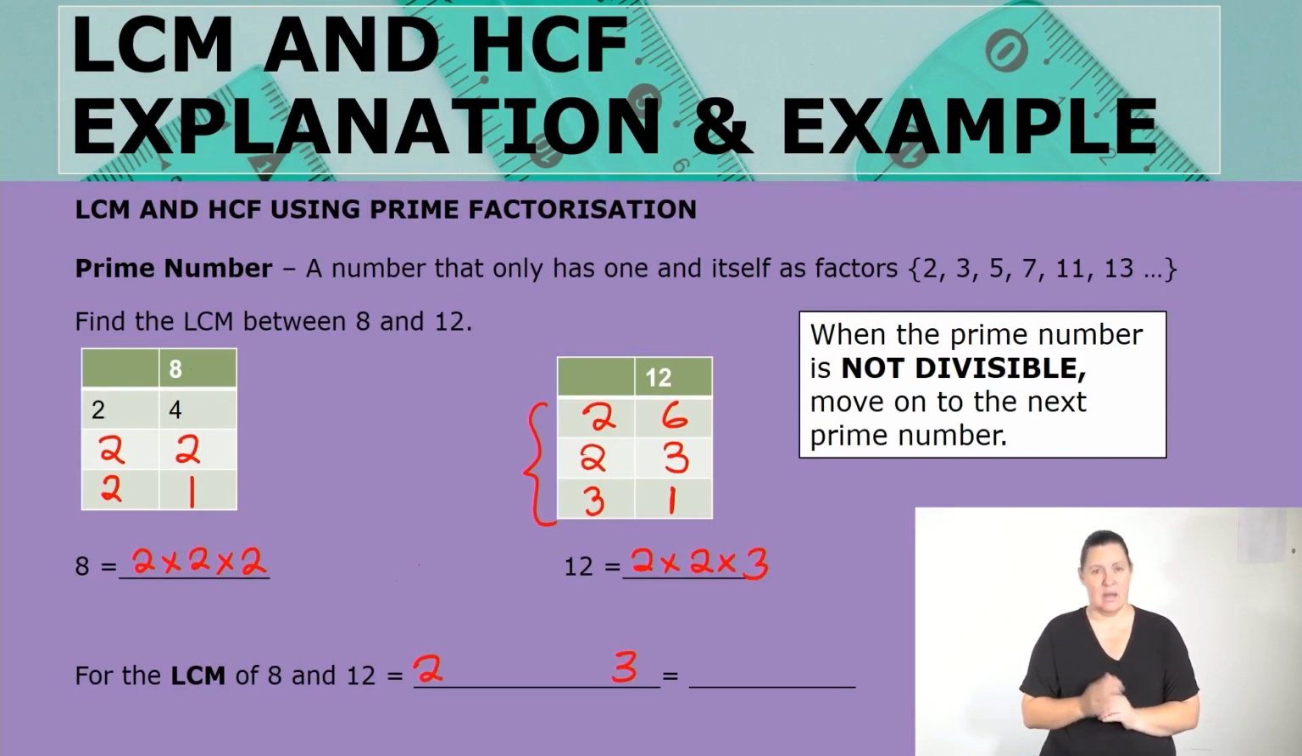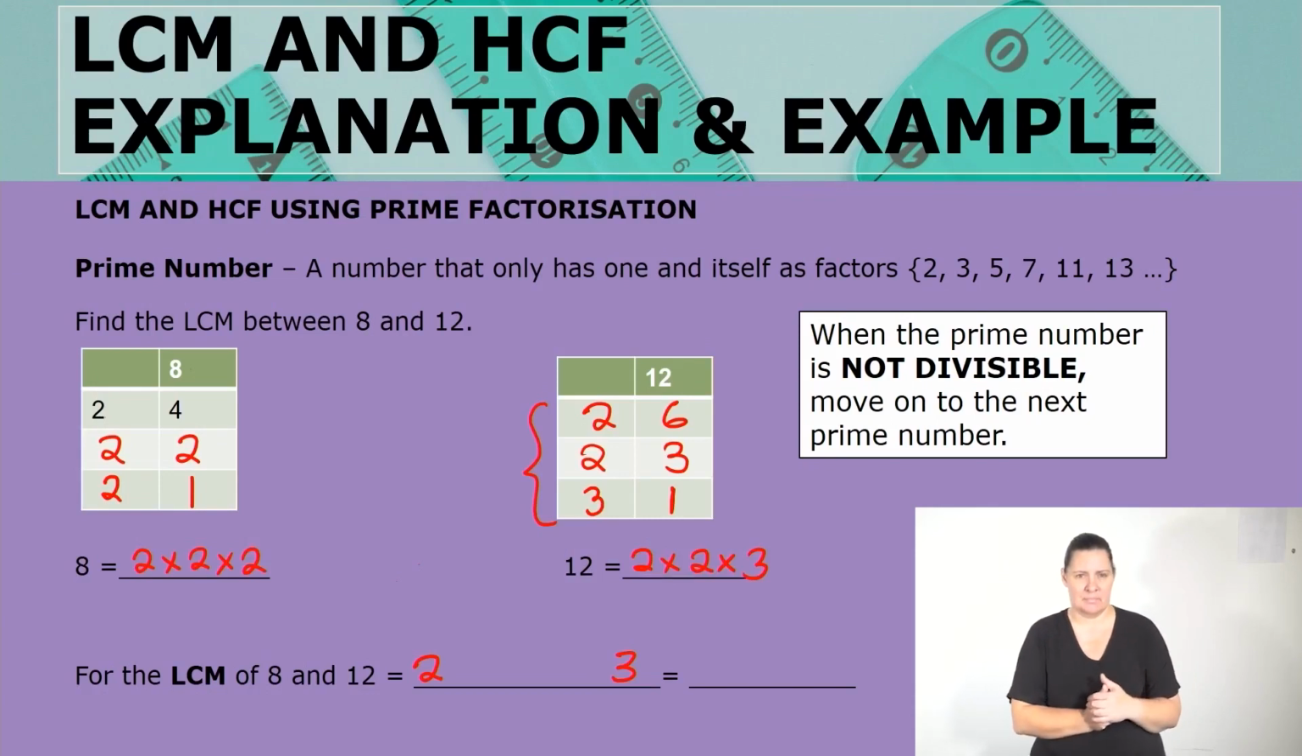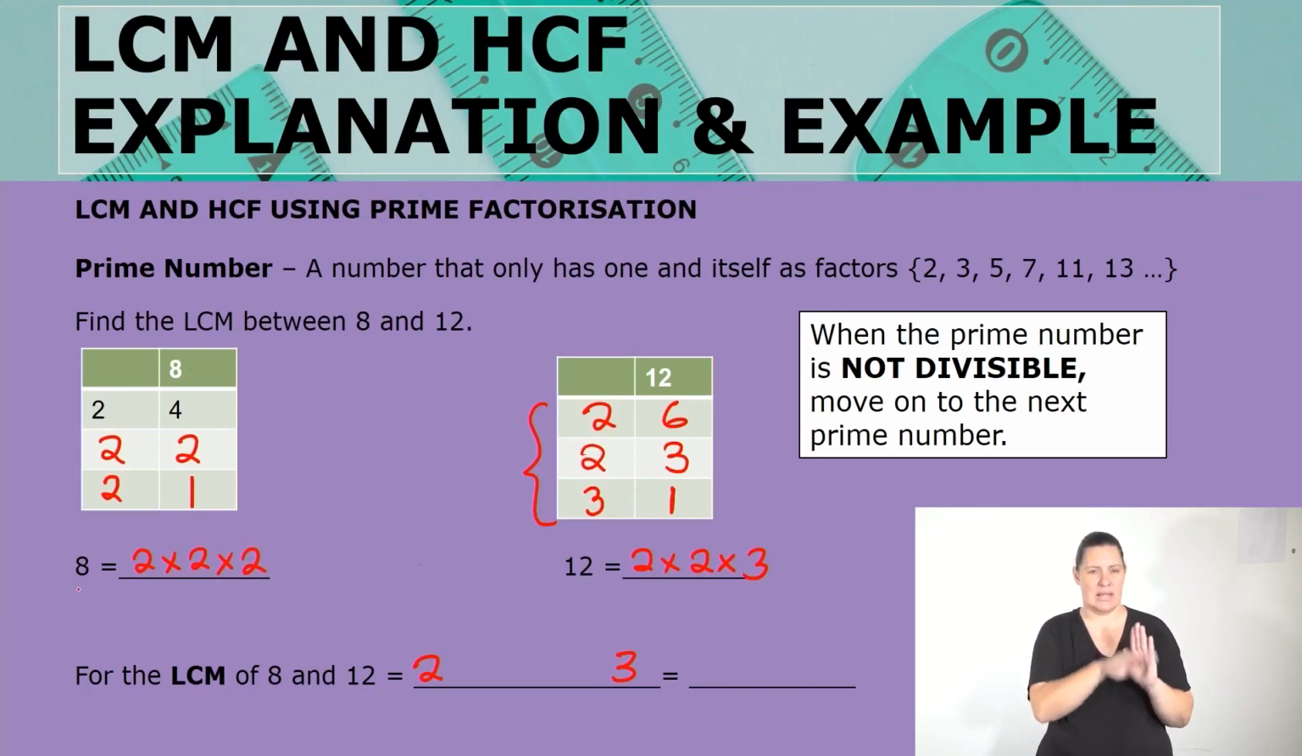But before I can come to my final answer of the lowest common multiple, I need to look at each number and choose the factor with the highest frequency. Now remember, frequency just means how often a number appears. So I am going to look at the list from 8, which is 2 multiplied by 2 multiplied by 2. Now in this list, 2 appears 3 times.